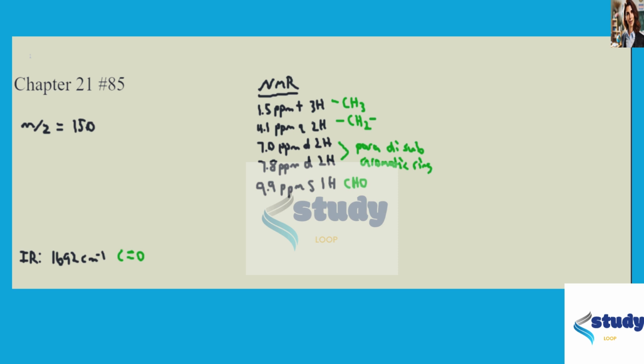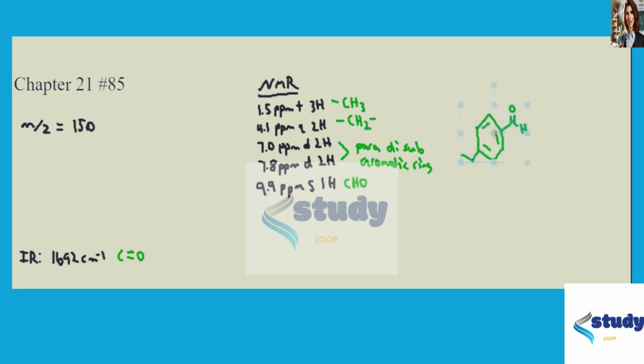So we can actually put this molecule all the way together right now. We have our aromatic ring, para-disubstituted. One of our sides is going to be substituted with an aldehyde, and our other side is going to be substituted with an ethyl group.